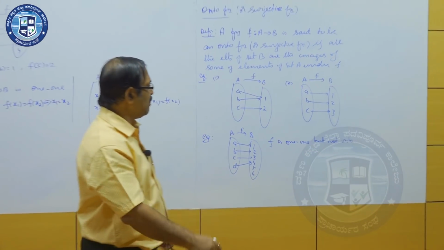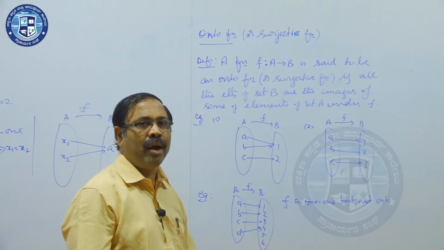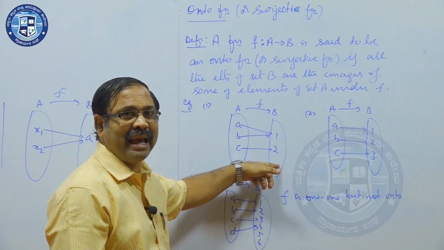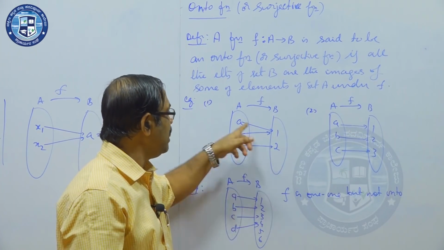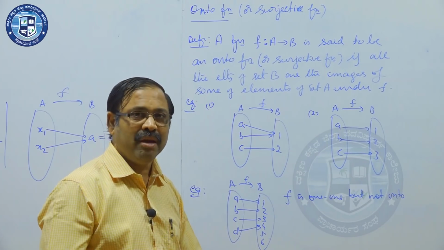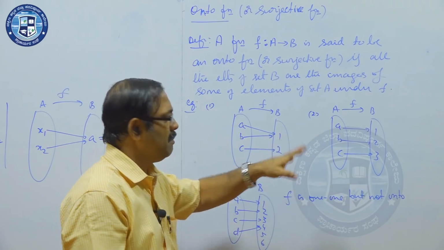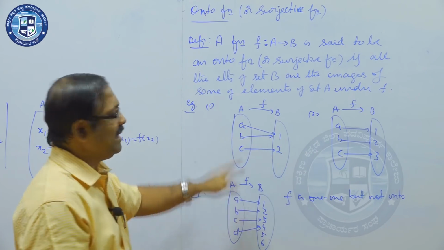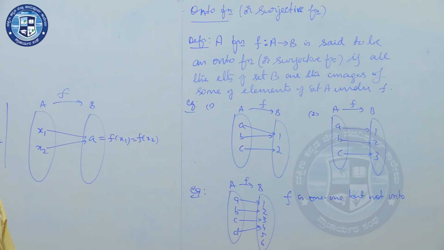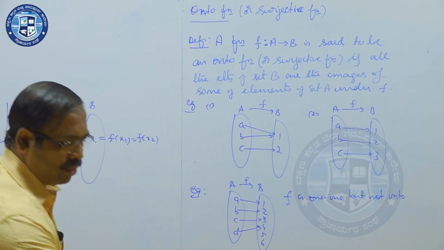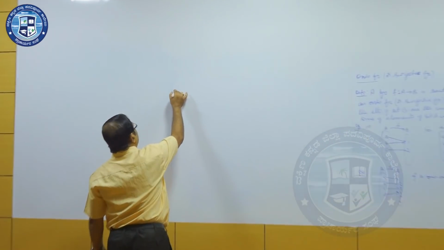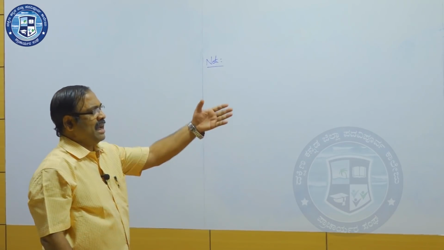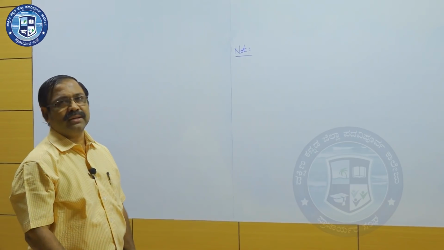So what is the condition for a function to become onto? The condition is that no element in B can be left out without being an image of any element of set A. All the elements of set B must be images of some elements of set A. Is the idea clear to all of you? Just note down this.